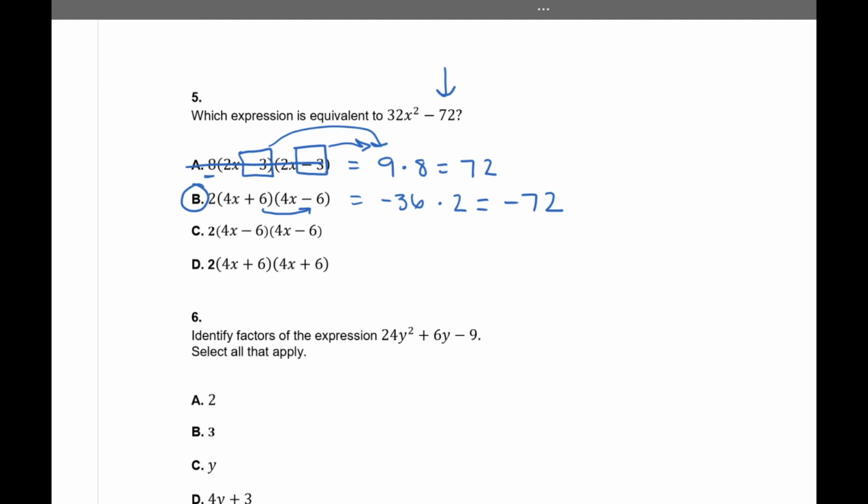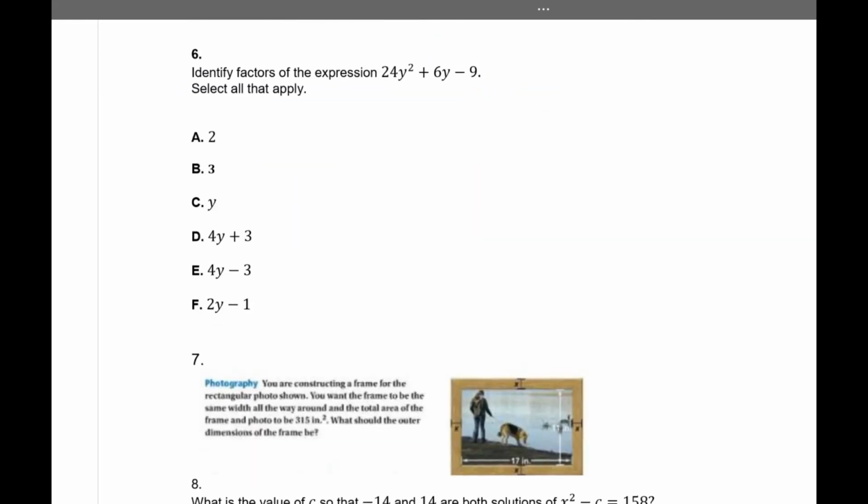Okay, let's move on to question number 2. 24y squared plus 6y minus 9. Select all that apply. So what this means is, let's make our box.